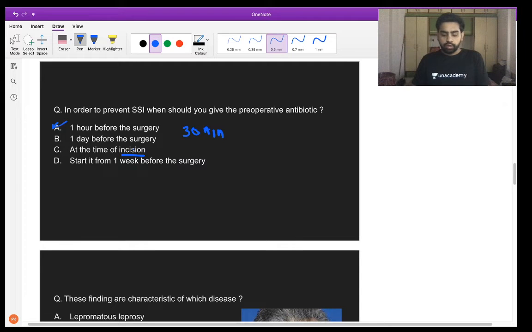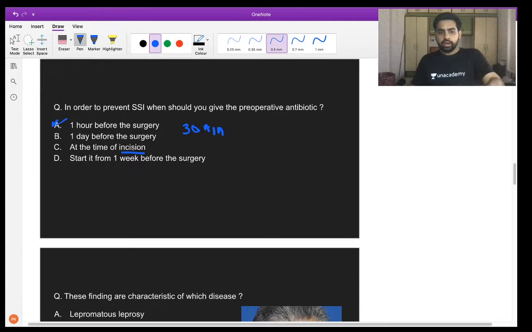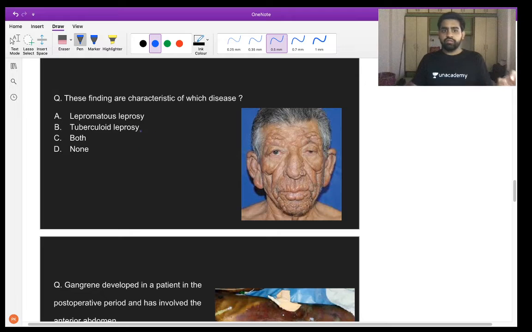Let us move on and talk about the next question. Now these findings are characteristic of which disease? I'm very sure you must be well aware of this particular figure in dermatology, but it is also a disease of surgery, so I just thought of including this. What is this characteristic facies which is being seen on this image? There is some characteristic facies associated with this. Can you tell me, guys?